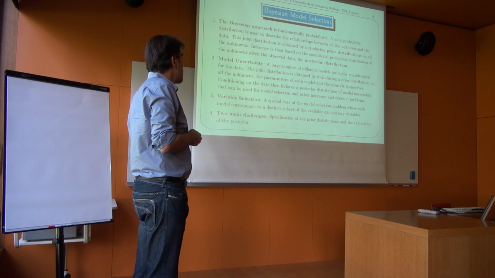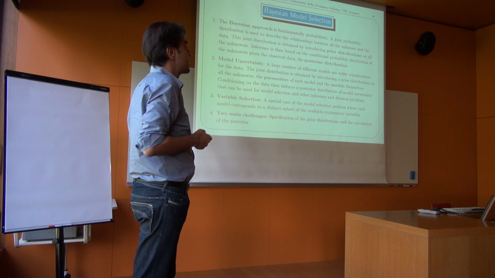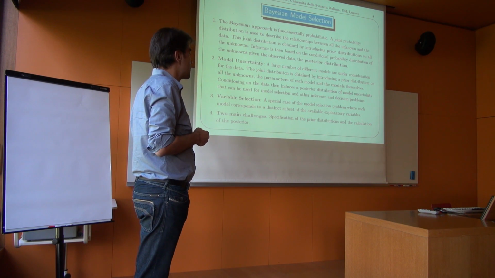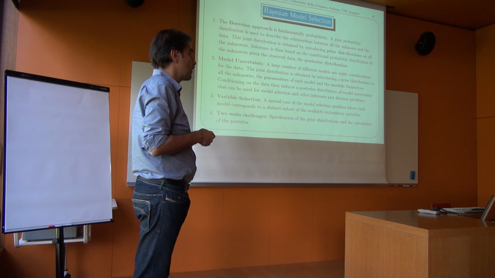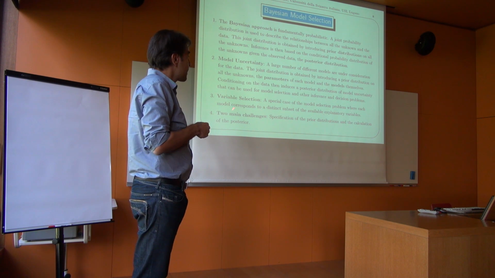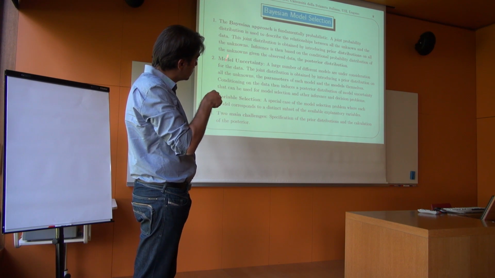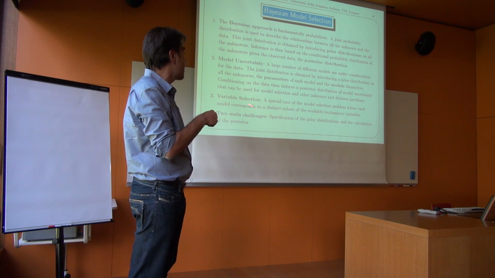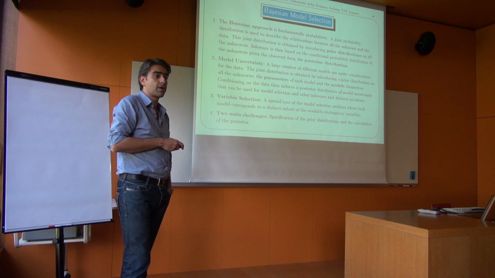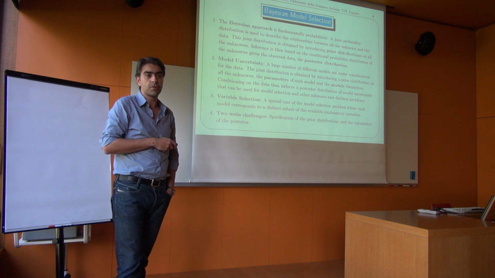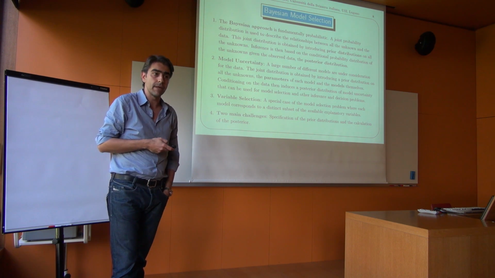Okay? So variable selection, of course, as I said, is a special case of model selection, where each model corresponds to a distinct subset of the available explanatory variables. And in order to apply this technique, you have two main challenges: specification of the prior distributions and calculation of the posterior, as always under the Bayesian perspective.